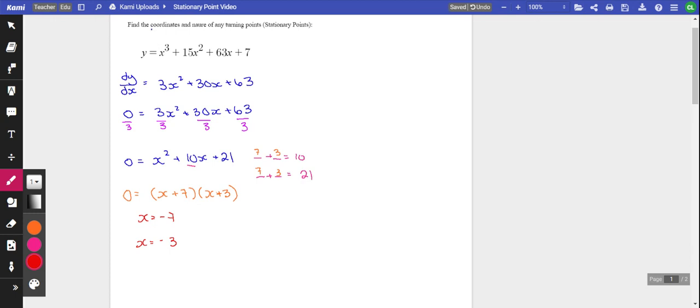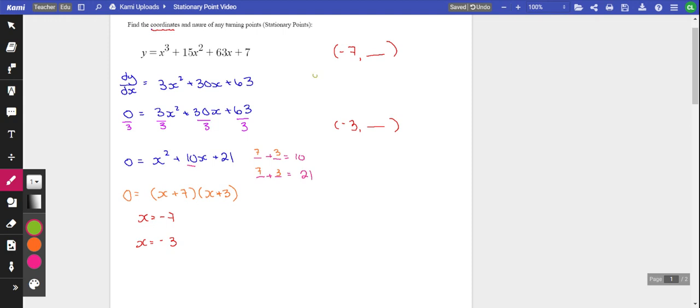The problem is it wants the coordinates of the turning points. Well, this isn't a coordinate because we don't have the other value. We don't have the y value. So right now I have negative 7 and something, and I have negative 3 and something, but I don't know what these y's are yet. In order to figure out what these y's are, we need to put the x into our equation and solve for the y that goes with it.